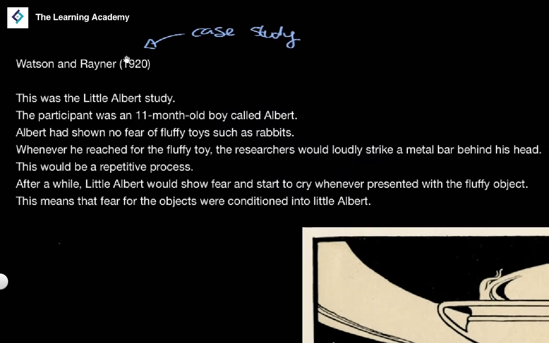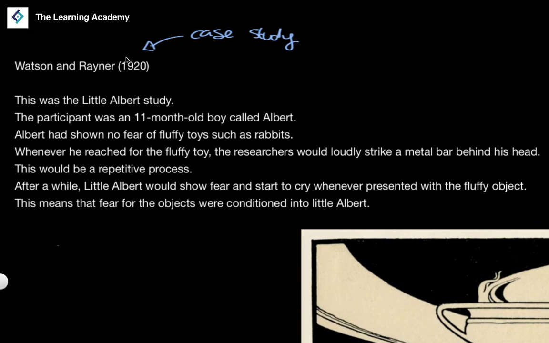Now, what happens in this study is we introduce a participant. The participant is an 11-month-old boy called Albert. Albert shows at the start of the study no fear of fluffy toys, such as a rabbit. And this is important. There is no indication that little Albert has any kind of predisposition to a fear of fluffy toys. And what they did was condition, or attempt to condition, some kind of fear of fluffy toys into Albert. That's what they wanted to achieve.